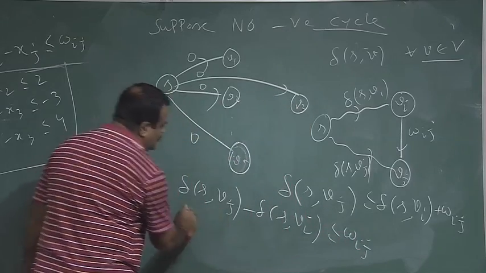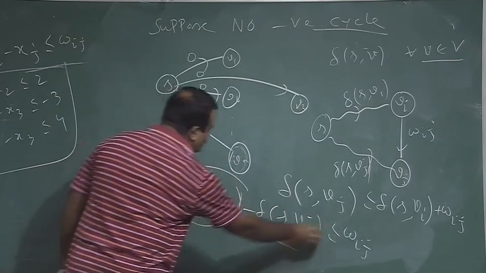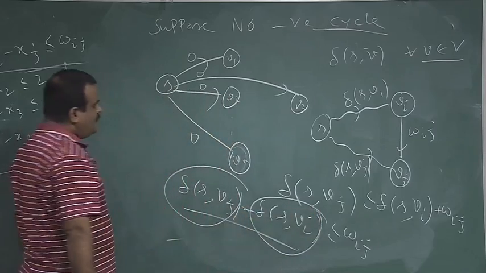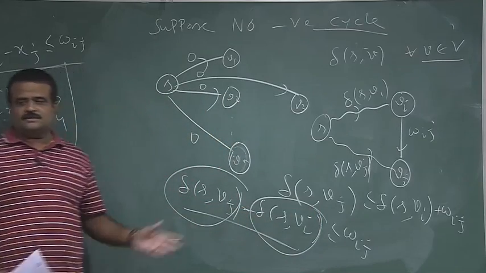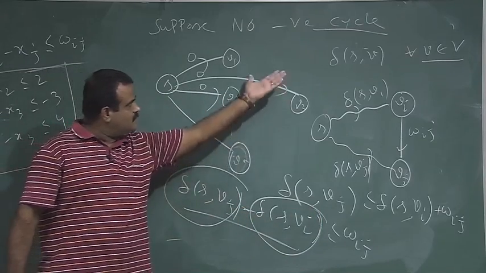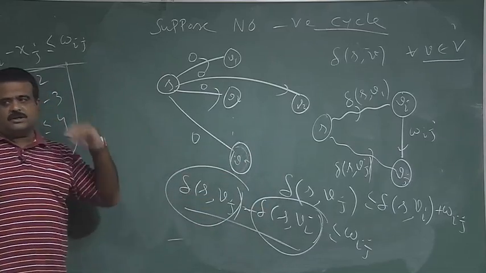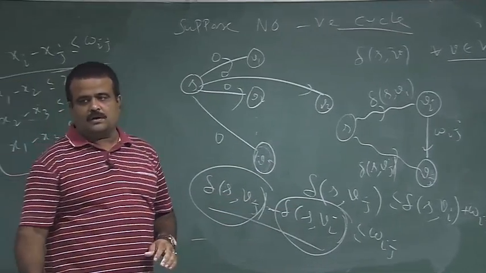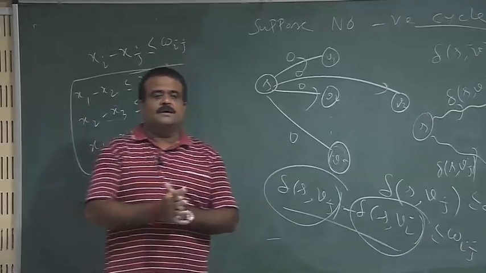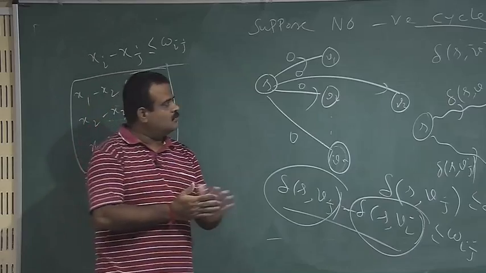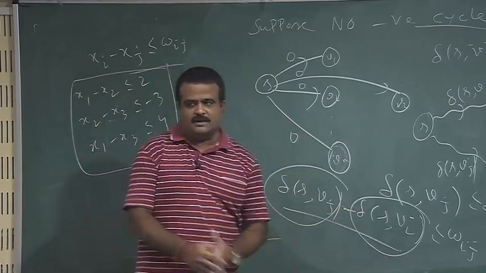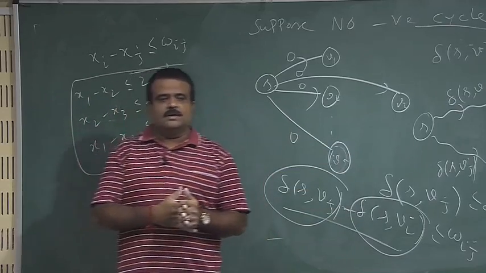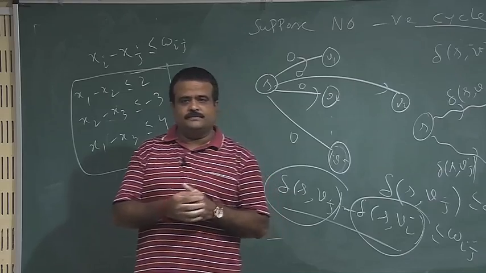So, this is the solution. These deltas are basically x i and x j. These deltas give us the solution for the difference constraints. So, if we run Bellman Ford on this graph, we get the deltas, and that gives us the solution for the linear constraints. Thank you.